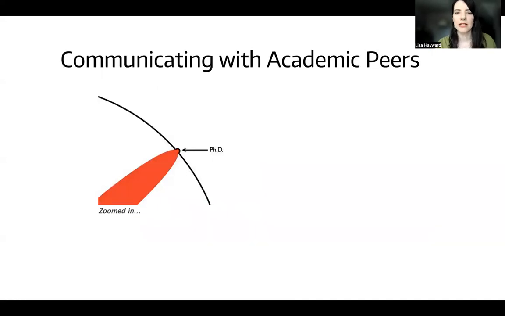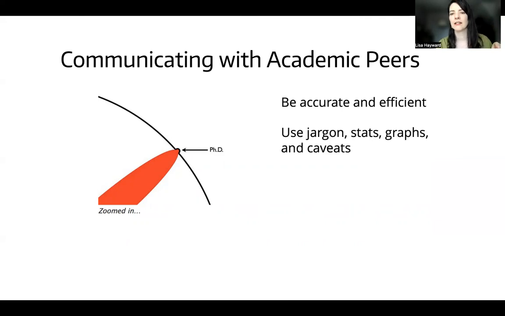Well, we know how to communicate once we get a PhD. We're good at that. The thing is that it's a specific kind of communication. So there's a lot of pressure in science to be accurate and be efficient, but mostly to be accurate. So how are we accurate? Well, we have to use jargon, statistics, graphs, caveats, all things that help another person replicate what we've done, help explain what we've found, that are efficient in conveying the meaning of the work that you've done, as long as you're talking with the peers in your subdiscipline.